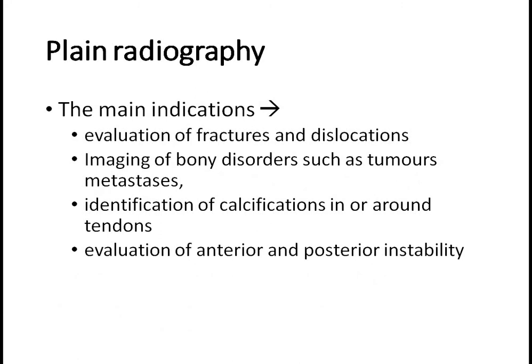The plain radiography is next. This is the first we will discuss in the technical investigation, and the main indications of plain radiography, the X-ray, are as follows. Radiographs are prescribed when the therapist wants to evaluate some fracture or dislocation at the shoulder area. When the therapist wants to have imaging of bony disorders such as tumors of the shoulder structures, the humeral head or the acromion, or to image some metastasis.